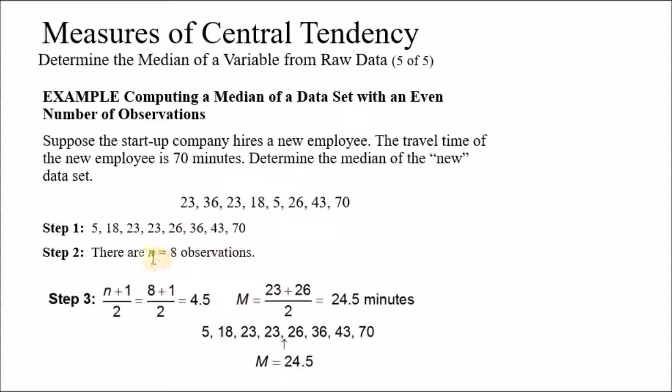We divide the number of our observations by 2, and we will get an order. So we have 8 divided by 2, we will get 4. And then we take the fourth position and the fifth position. Let's see what numbers represent the fourth position and the fifth position. So 1, 2, 3, 4. The fourth is 23 and the fifth is 26. We add those together and divide by 2 to find the mean of those observations, and we will get the median for our data, which will be in the middle between the two middle numbers.